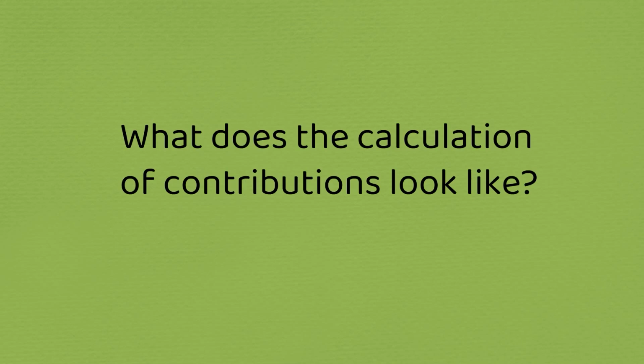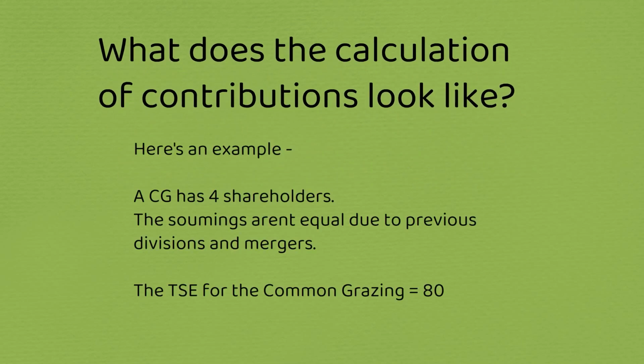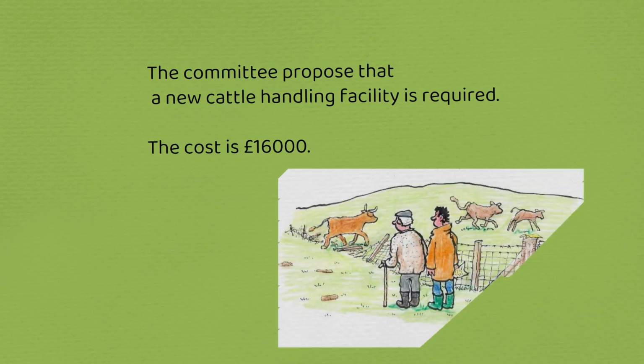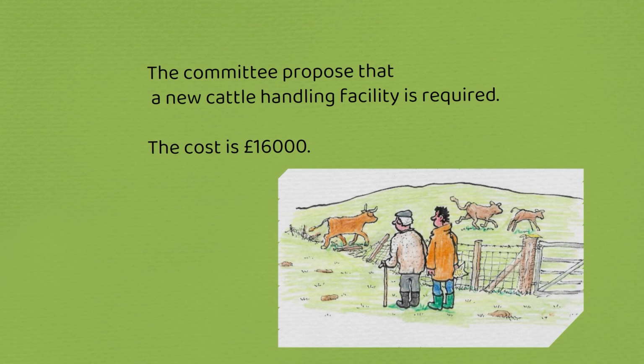What does the calculation of contributions look like? Here's an example. A common grazing has 4 shareholders. The summings aren't equal, however, due to previous divisions and mergers. But the total TSE for the common grazing is 80. The committee proposed that a new cattle handling facility is required. The cost is £16,000.